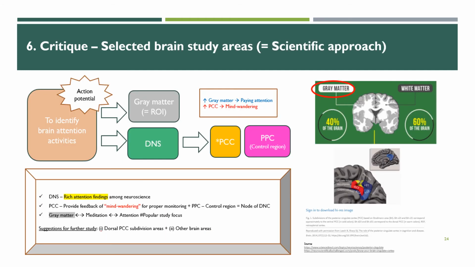In neuroscience, DMN is a common brain study area under the study focus. PCC was selected to act as a proper baseline, and PPC is used as a control region. Besides, gray matter was named as region of interest that is closely correlated to meditation experience.